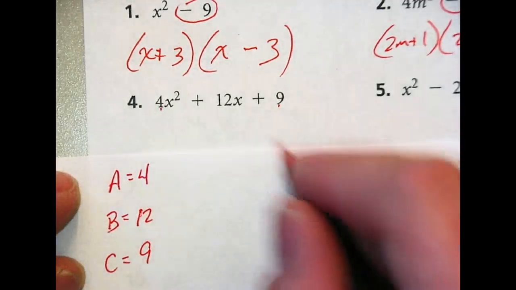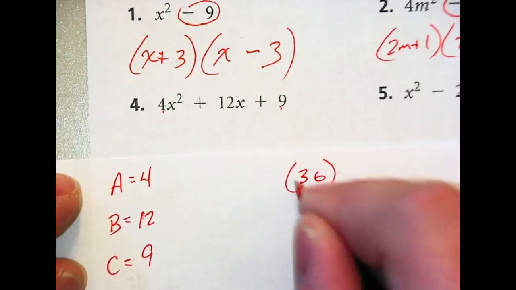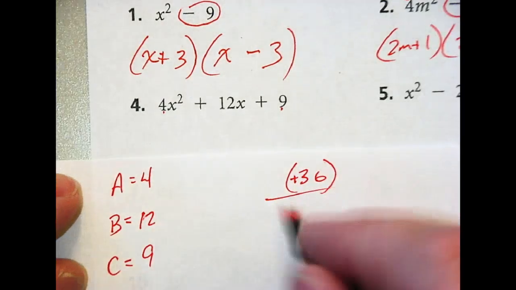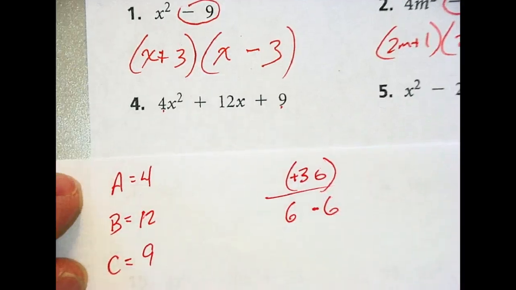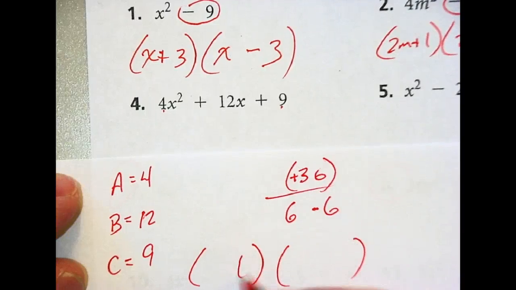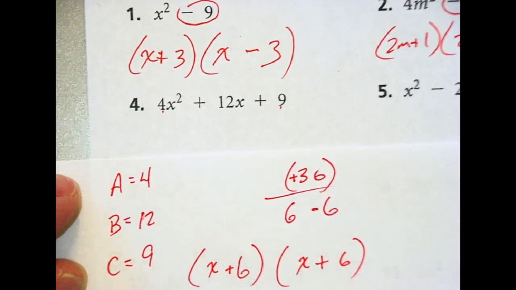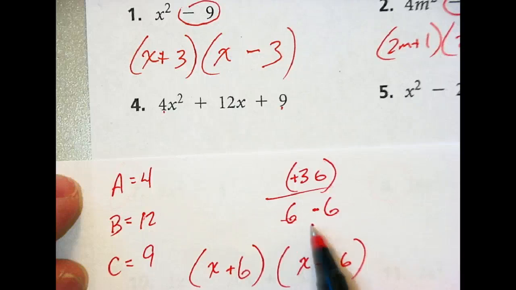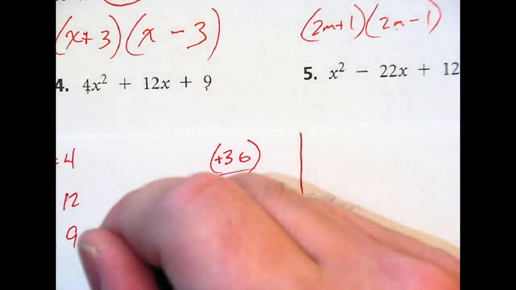All right, A times C, 4 times 9 is 36. Okay, it's positive. 2 things to multiply to make 36 and add to 12. 6 and 6. Both going to be positive 6s, right? You guys getting pretty fast at that? Notice these are the same number again. Well, let's just go to its neighbor real quick. We're not done with this problem yet. We're going to put an asterisk here.